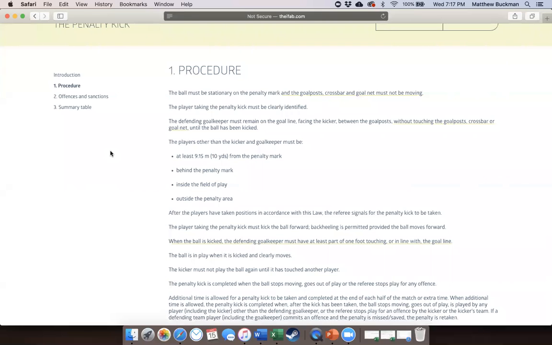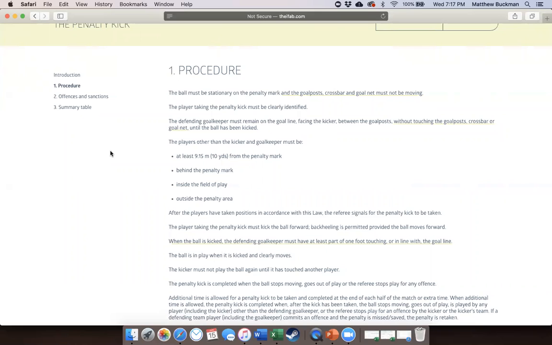The player taking the penalty kick must kick the ball forward. Now, they are allowed to backheel the ball if they want to spin around and put their back to the goal. I don't know why they would do that, but sometimes you see someone try to be fancy. But the ball must go forward.